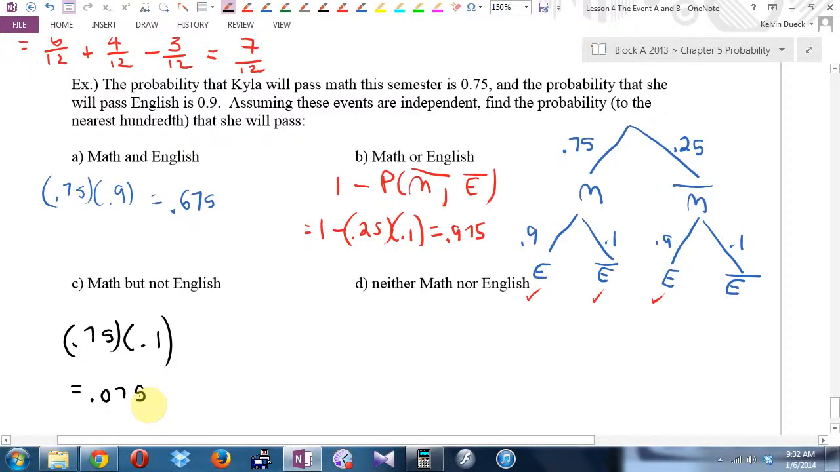Neither math nor English. What's the probability that Kyla flunks everything? Well, that's going to be not math and not English. It's going to be 0.25 times 0.1.